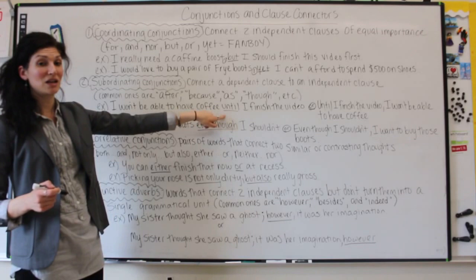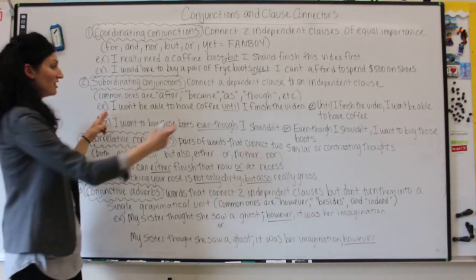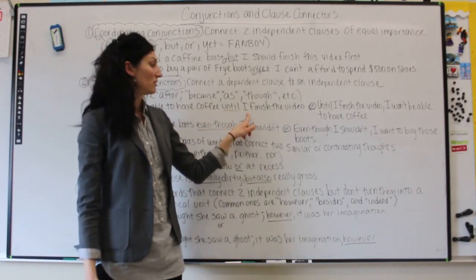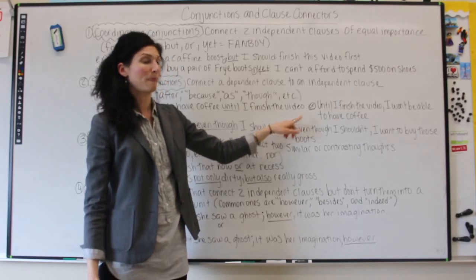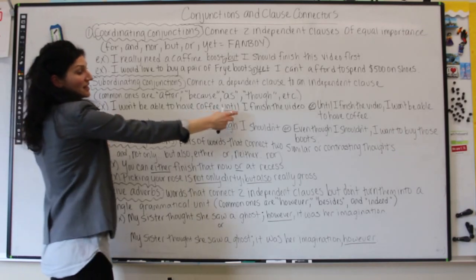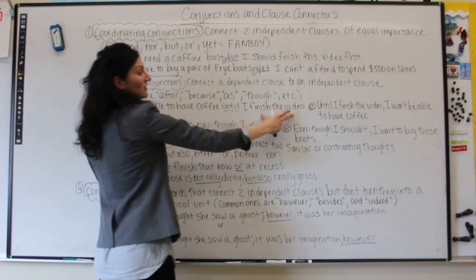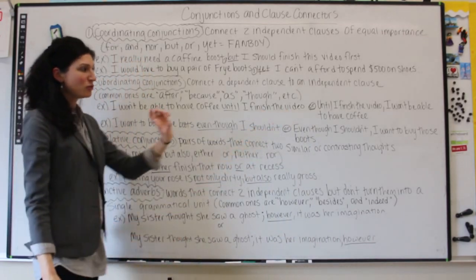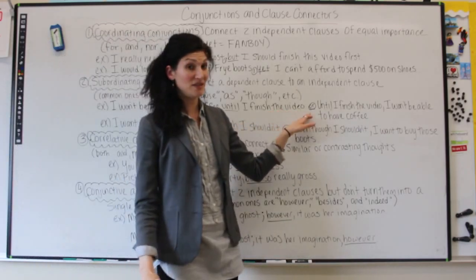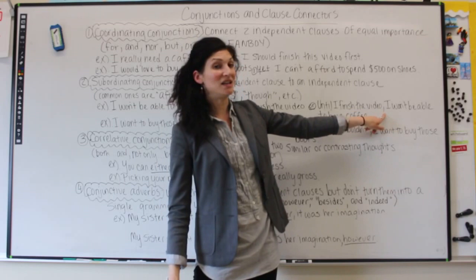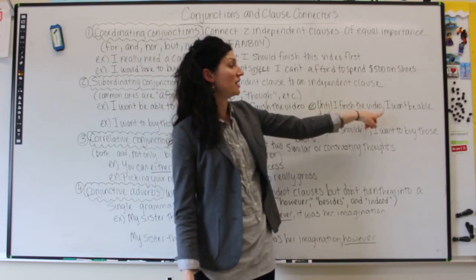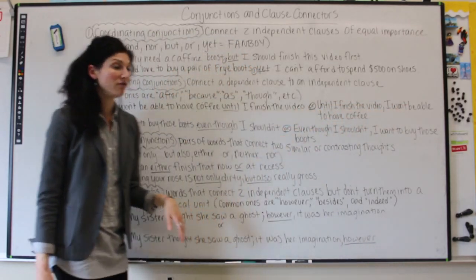Until is a subordinating conjunction that's connecting this independent clause, I won't be able to have coffee, to this dependent clause, until I finish the video. Now, as you'll notice, the independent clause comes first, and then it's connected by the subordinating conjunction, and then we have the dependent clause following it. If we switched it around and we put the dependent clause first, we actually have to add in a comma after the dependent clause. So it would look like this. Until I finish the video, comma, I won't be able to have coffee.